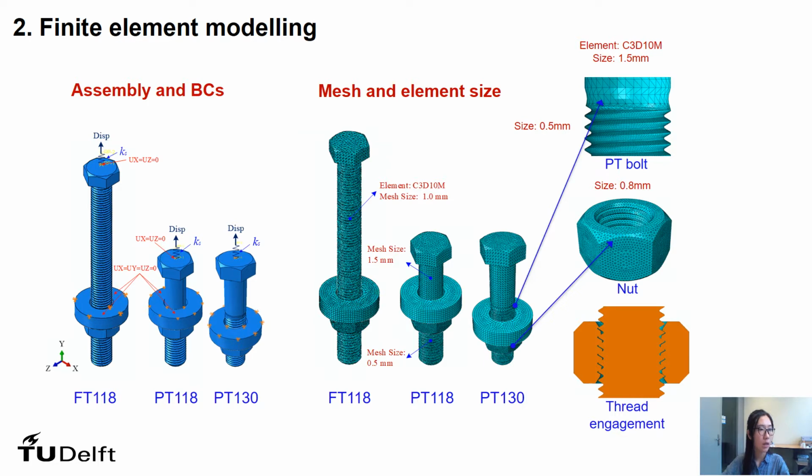So the left picture shows the details of the model for these 3 tests, and displacement in y direction is applied on the upper end of the elastic spring to model the tensile loading near displacement control, and general contact is used to model the contact properties. The right picture illustrates the mesh of these 3 models. And for the bolt, in the FT118 model, the global mesh size is set to be 1 mm, whereas for the PT bolts, the element size for the unthreaded part is set to be 1.5 mm, whereas for the threaded part, it is 0.5 mm.